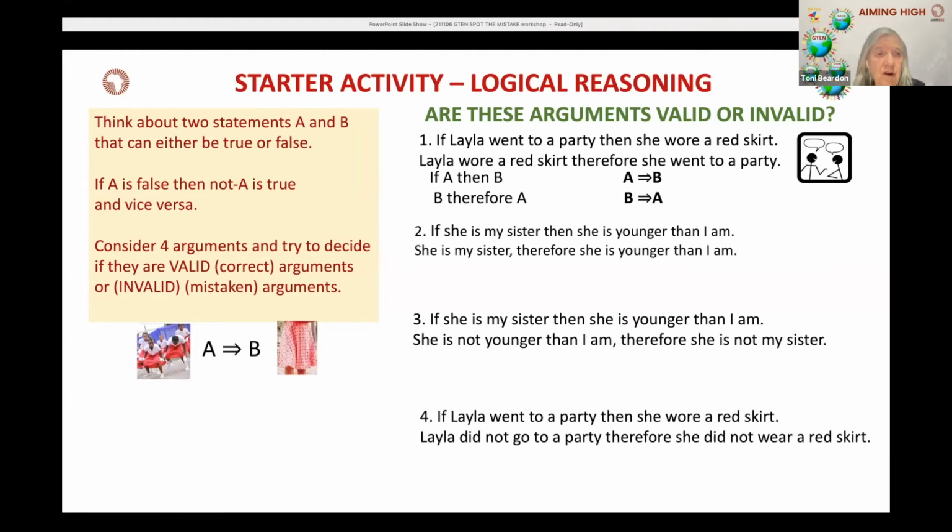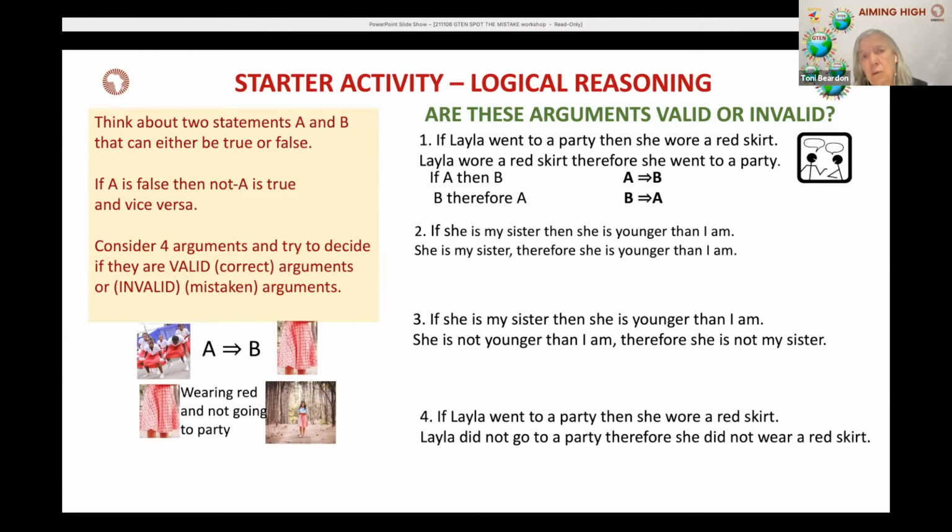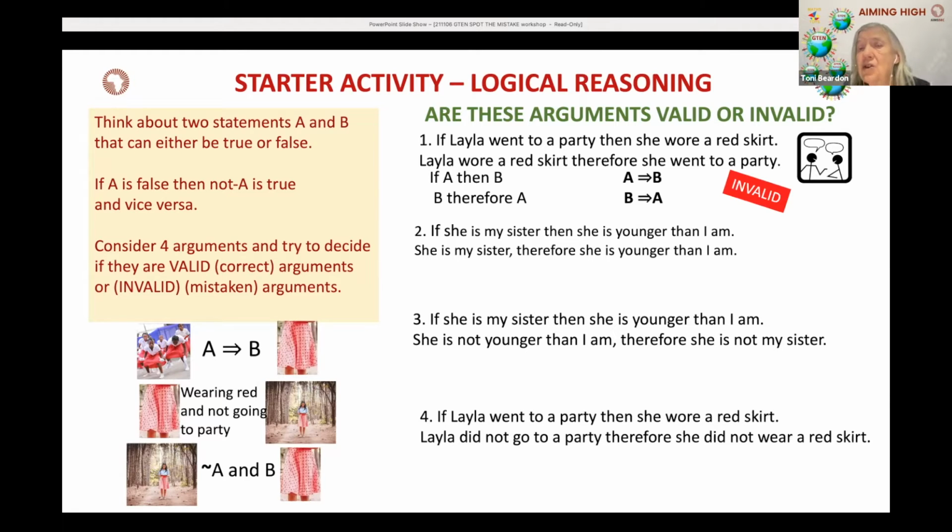And now here's a picture, the party, everybody, those girls are all dancing, and there's a Layla in a red skirt. So we're taking it, she went to a party and she wore a red skirt, but she could have worn that skirt and be doing something completely different. There's a picture of her walking in the woods there reading a book. So she's not wearing the red, she's not at the party, she's in the woods. So that little tilde symbol means she's not at the party, but she is wearing the red skirt. So that argument is not valid.